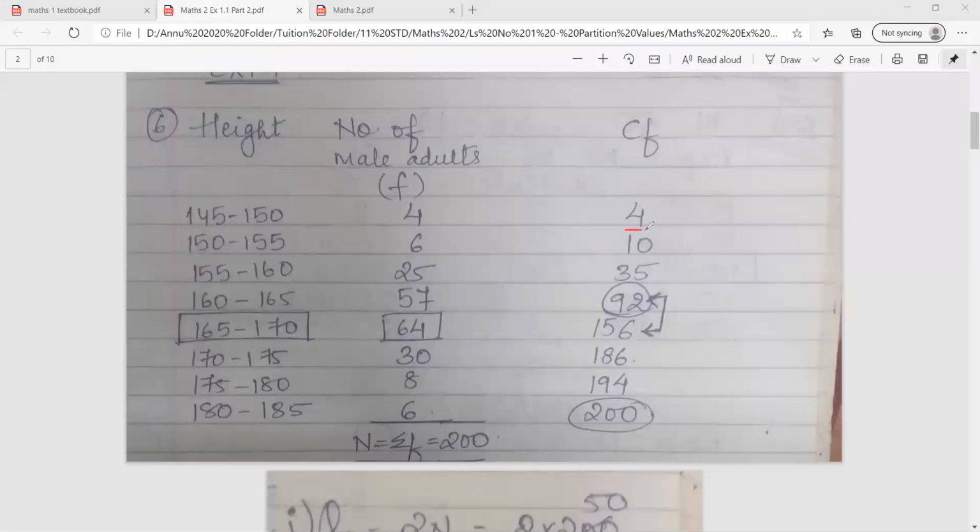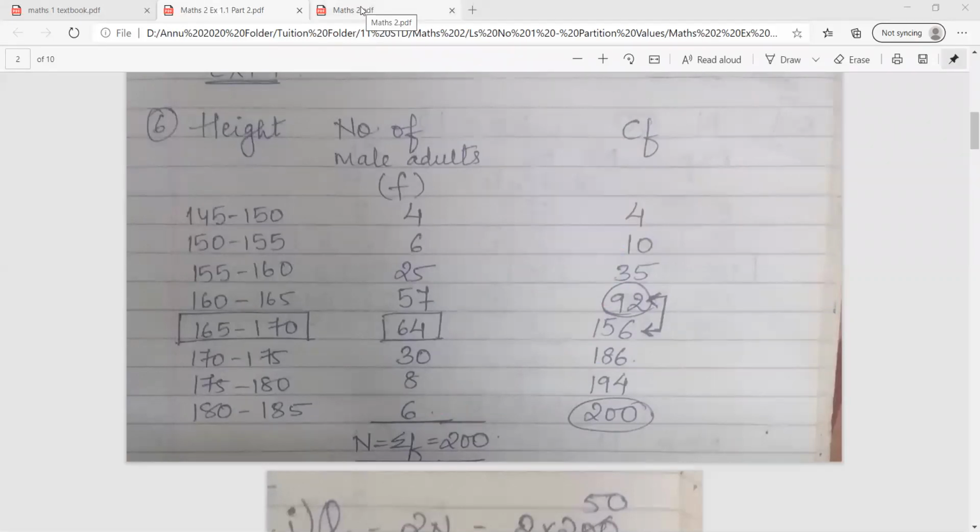4, we wrote 4 over here, same to same. 4 plus 6 will give you 10. 10 plus 25 will give you 35. 35 plus 57 will give you 92. 92 plus 64 will give you 156. 156 plus 30 will give you 186. 186 plus 8 will give you 194. And 194 plus 6 will give you 200. So in this way, class, we have prepared the table.